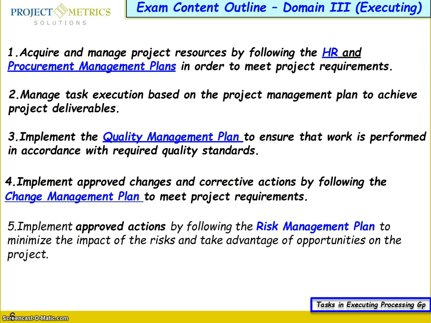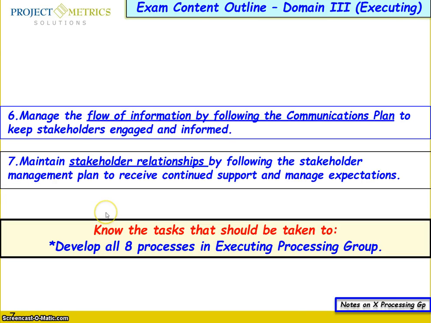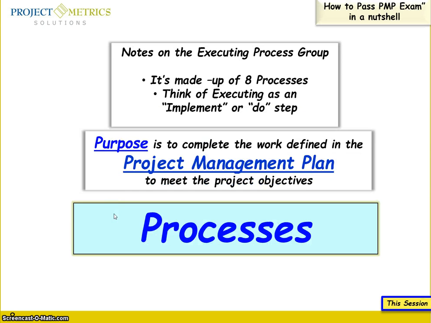So mostly it is about how to develop, execute, or implement what you have done in the planning. You are going to follow what was done in the human resources, procurement management plan, quality management plan, change management plan, and risk management plan. All these tasks are to develop all the 8 processes in the executing process group. What are they? It is made up of 8 processes.